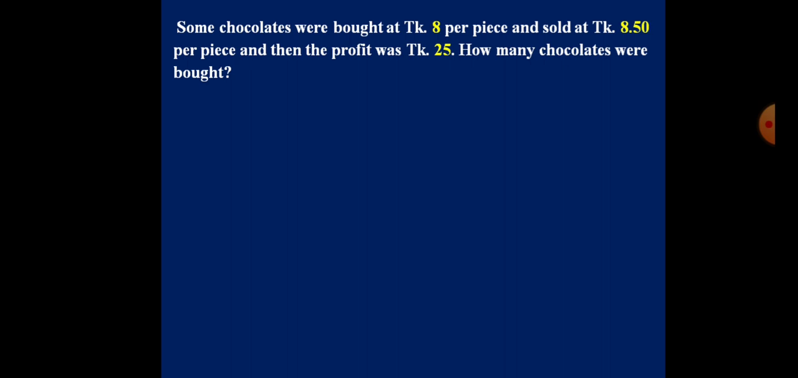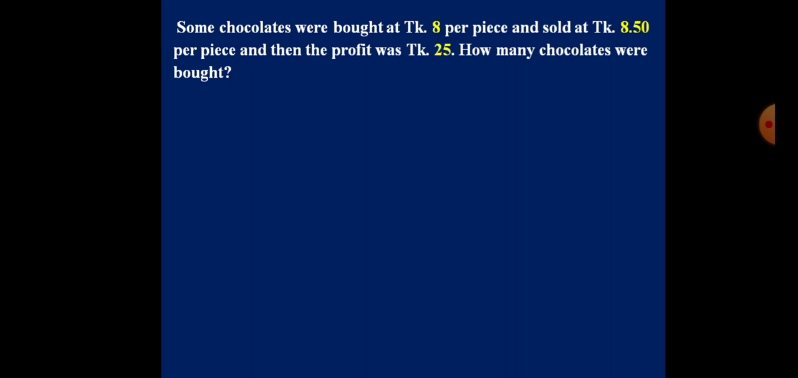Now let us see the next example. Some chocolates were bought at taka 8 per piece and sold at taka 8.50 per piece, and then the profit was taka 25. The question is how many chocolates were bought? I know many of you are able to solve this problem just by looking at it. As the selling price is 0.5 taka higher than the cost price here, 8 and 8.5, so it is 0.5 taka higher than the cost price.